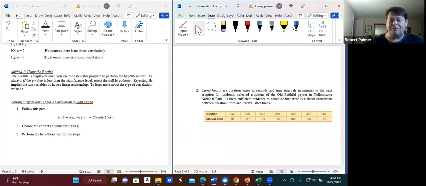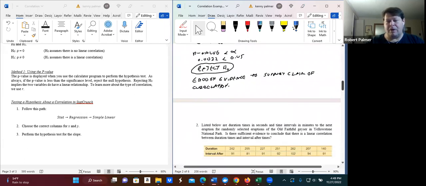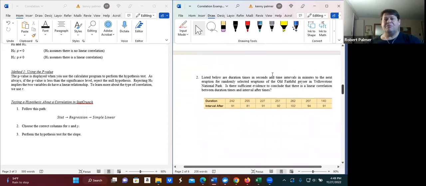And this time let's look at some more meaningful data, not just simply called X and Y. Okay, so over here, this says, listed below are duration times in seconds and the time intervals in minutes to the next eruption for randomly selected eruptions of the Old Faithful Geyser in Yellowstone National Park. You may have heard of Old Faithful. It's a geyser that goes off in pretty regular intervals. The top row is the duration time in seconds of each of these randomly selected eruptions, and then the interval in minutes afterwards.